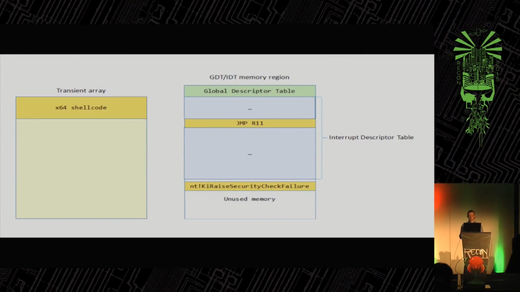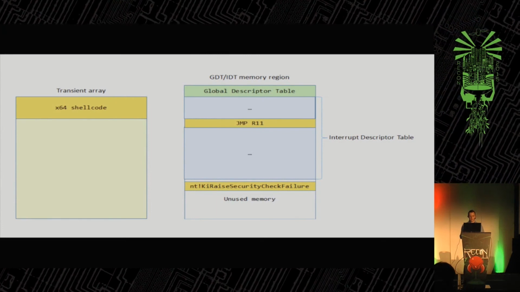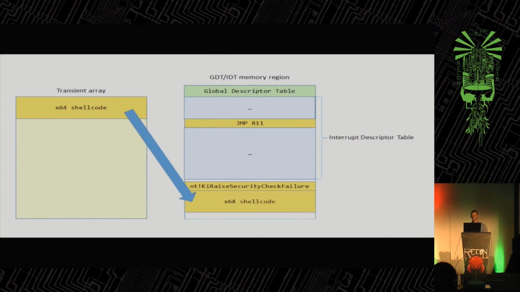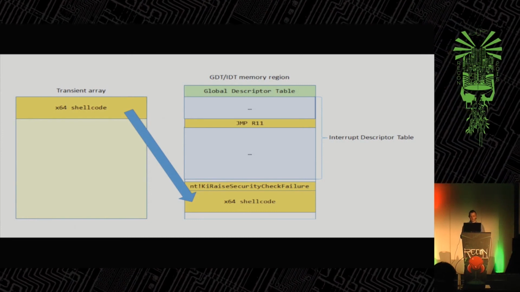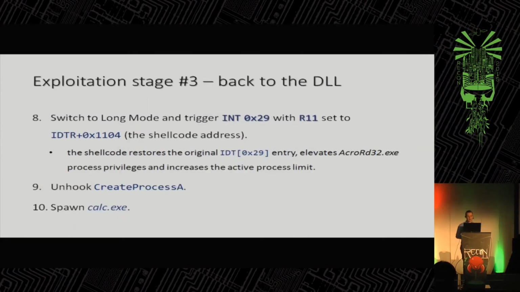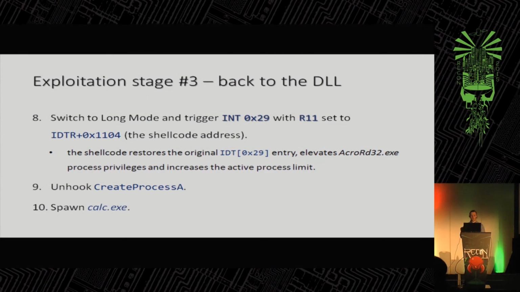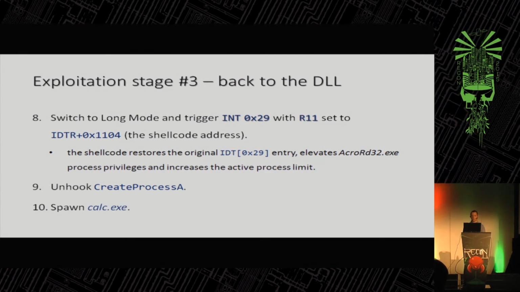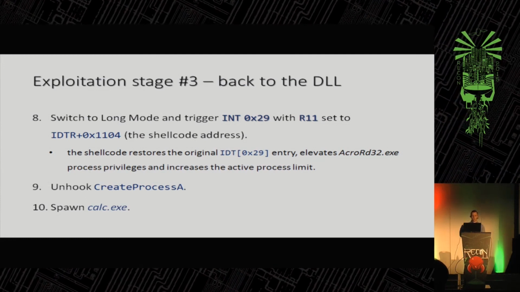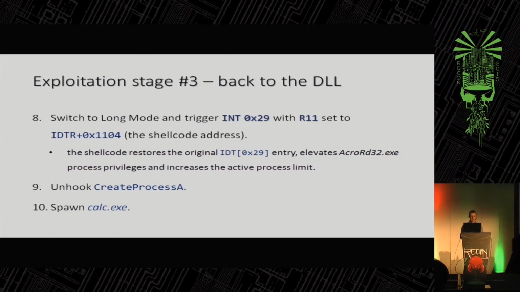Then we put the x64 shellcode into the transient array and copy it into the IDT, or rather after the IDT, inside of the unused memory region. And once this is done, the only thing left for us to do is to trigger the function pointer that we have overwritten, with R11 set to the address of the shellcode that we have put in kernel memory.